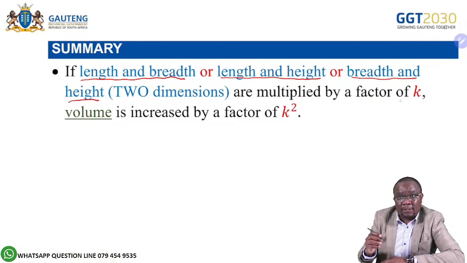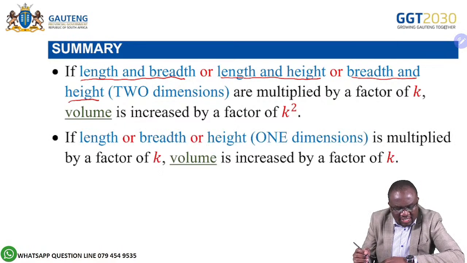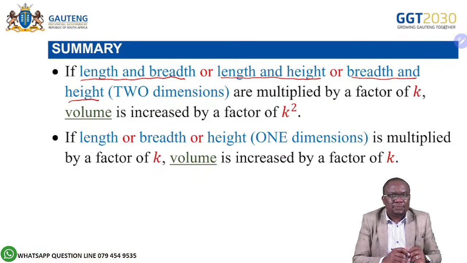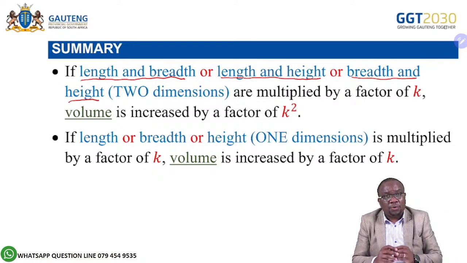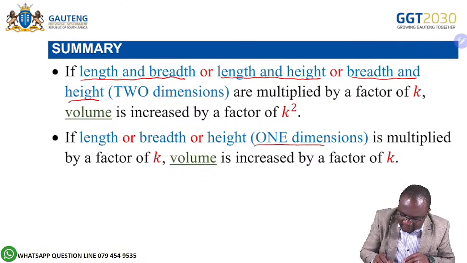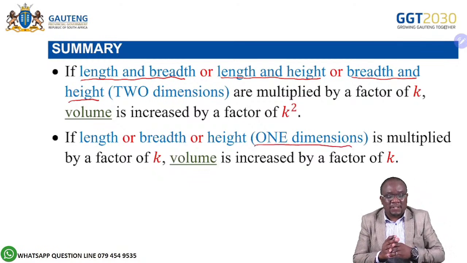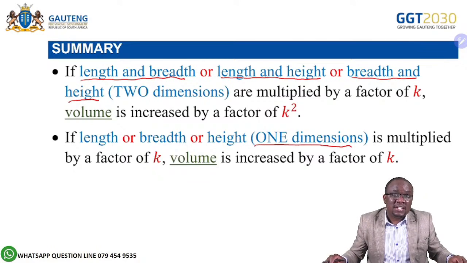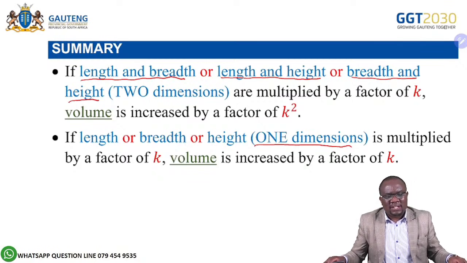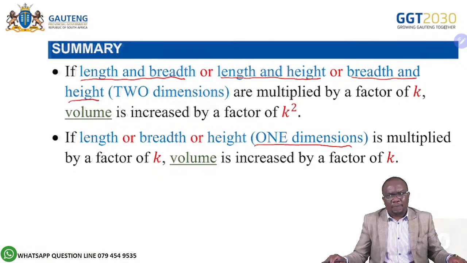Okay, let me just give you both of them, then I'll give you time to copy. Right, and then the second one says that if length or breadth or height, now one dimension, if one dimension is multiplied by a factor of k, then volume is increased by a factor of k. Okay, these are the two statements that I want you to copy, and then let's do this in 1 minute, and then after that we just close our lesson. Let's do it for 1 minute.